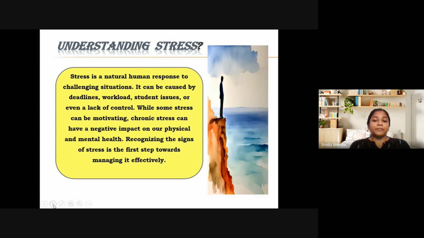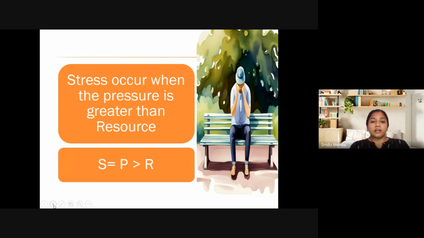So what is stress exactly? Stress occurs when the pressure is greater than the resources. Whenever our resources are very low and our pressure is more, we call it stress. In the teaching profession, we have fewer resources compared to our pressures, so we can say we have pressure on our mind, or stress on our mind.